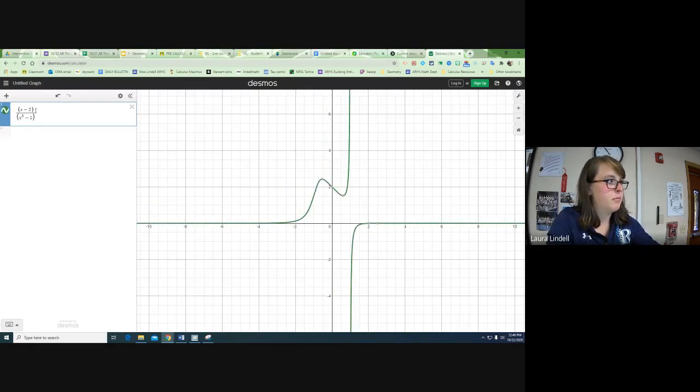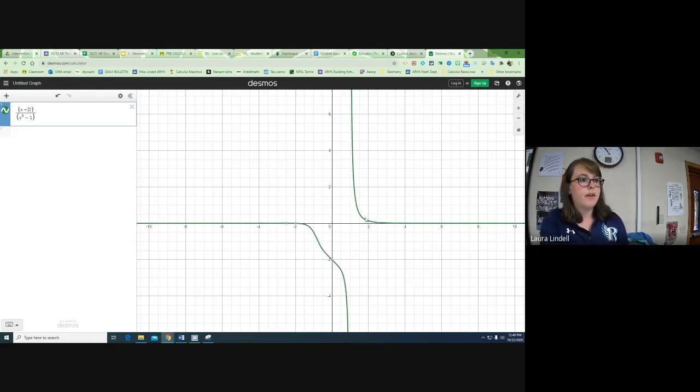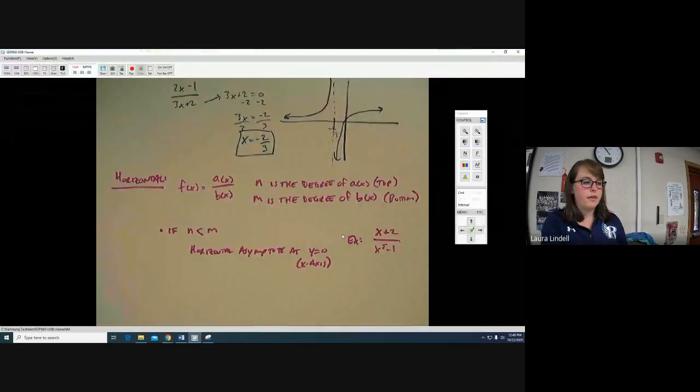And that was supposed to be a plus 2. Okay. Well, we can see here that there's going to be an asymptote at the x-axis, at y equals 0. See, it gets very close to 0, but it never actually gets there. So that's what happens when the degree of the top is less than the degree of the bottom.